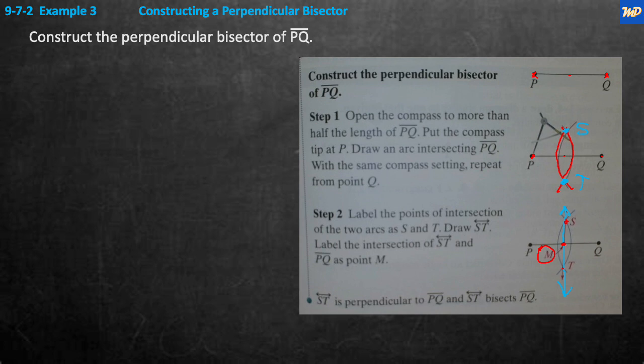You see that? You just draw the two arcs, boom, boom, draw a line between them, and where it crosses the segment, you're done. You've got your midpoint. And the line is perpendicular. So if I did that, I can do this too. I can do perpendicular right there. It's a perpendicular bisector.